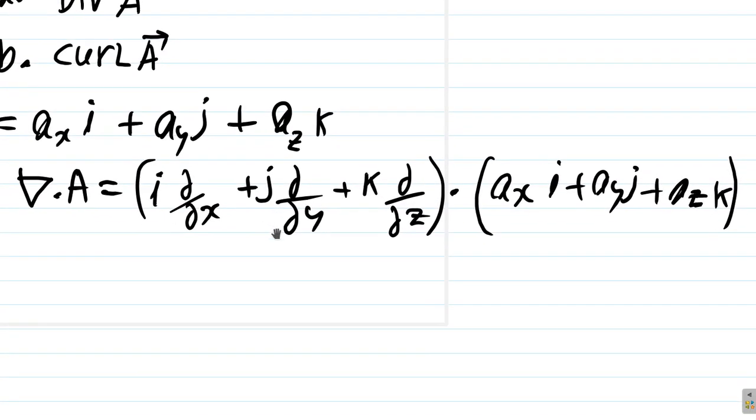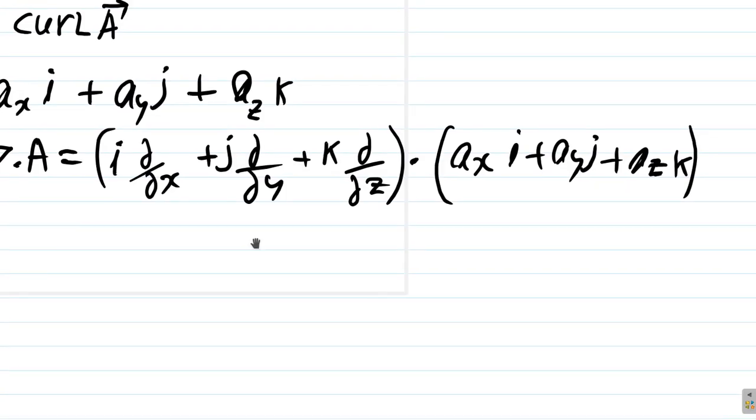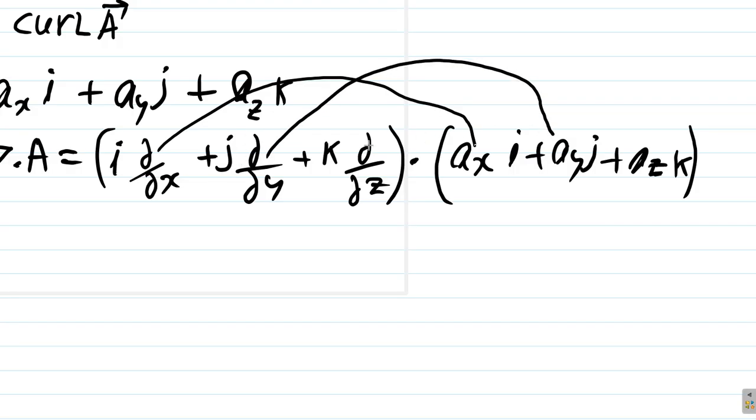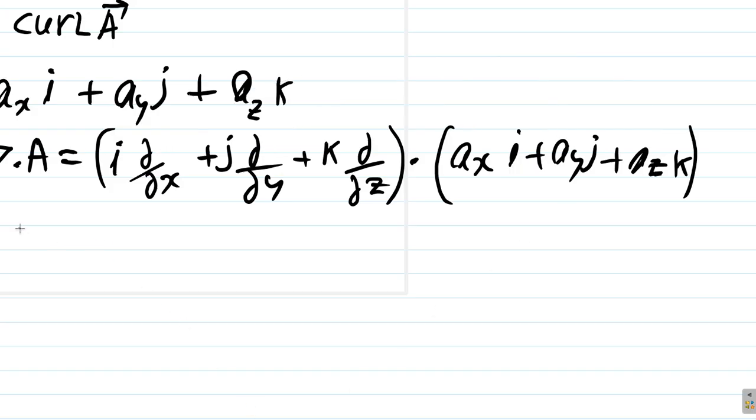So you know that when you find the dot product, you take the coefficient of i by the coefficient of i, coefficient of j by coefficient of j, coefficient of k by coefficient of k. So what it is really is that the div of A, the dot product between the divergence operator and the vector function, is delta by delta x of what? Ax.